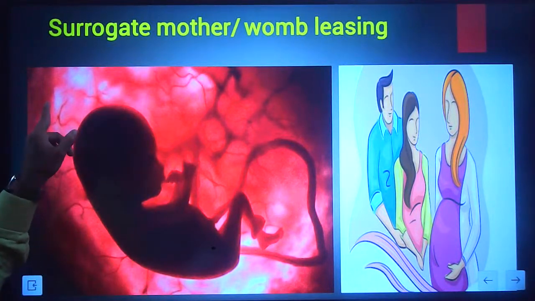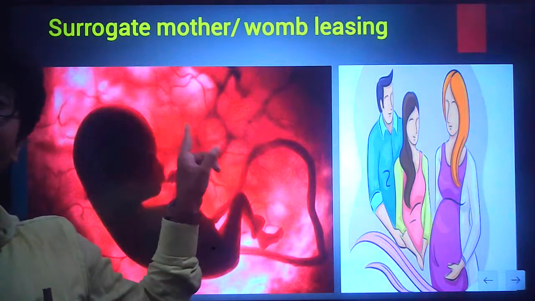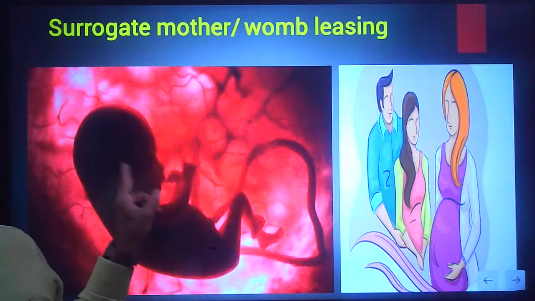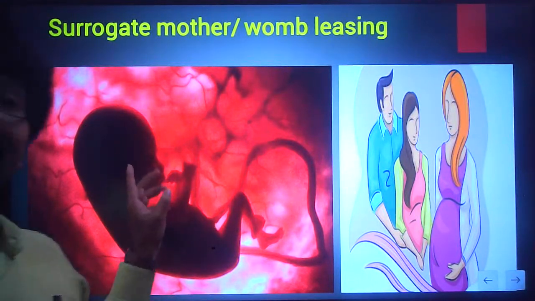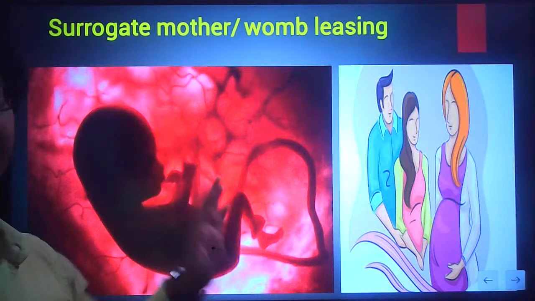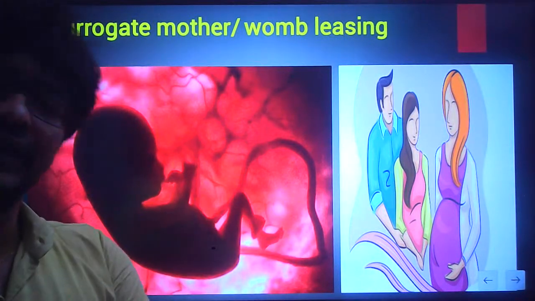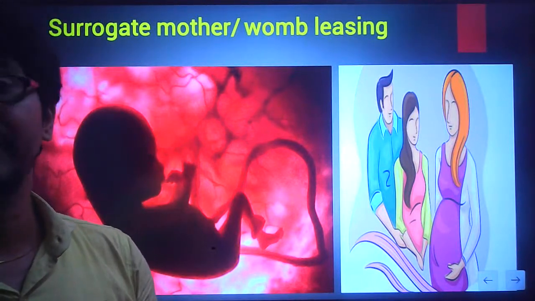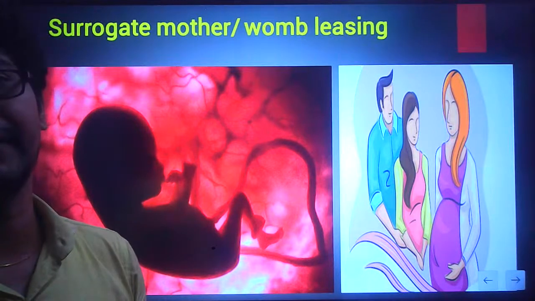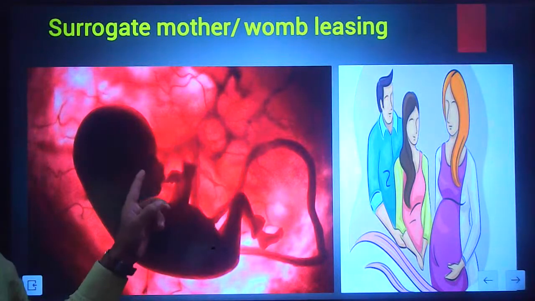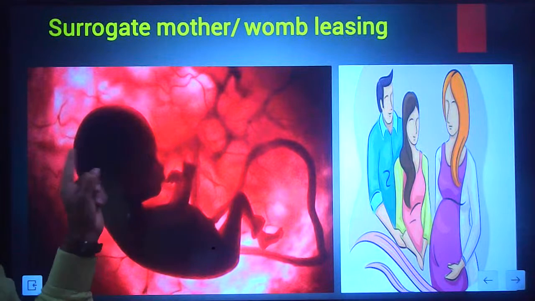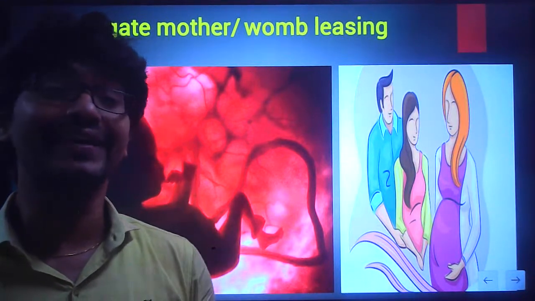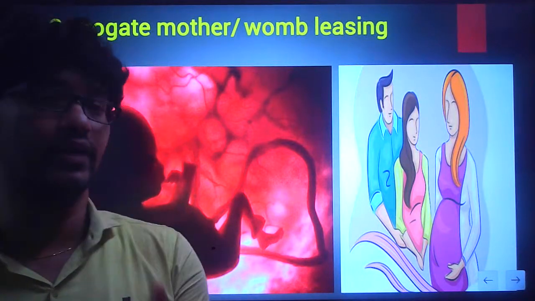In surrogate mother, the woman is infertile, but the husband's sperm can be used. The male is not infertile, he is fertile. The husband's sperm is normal, there is no problem with the husband. But the wife might be having a problem. So the husband's sperm will be injected into the womb of another normal woman. You're getting what I'm trying to say?